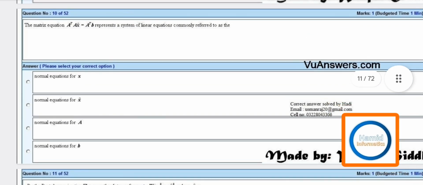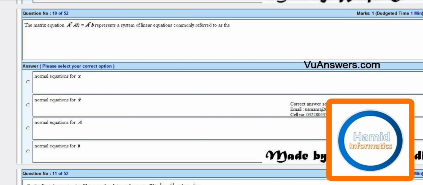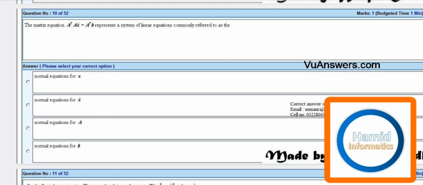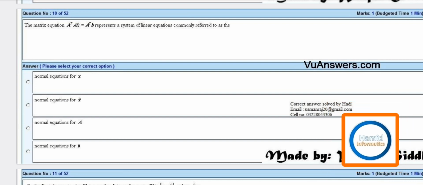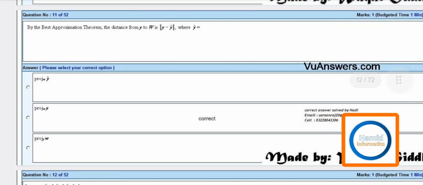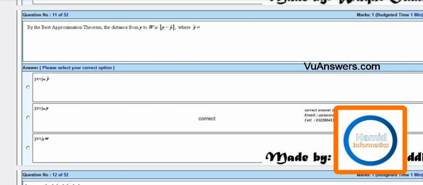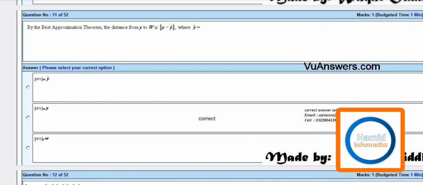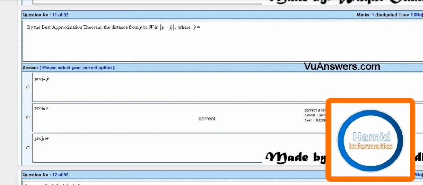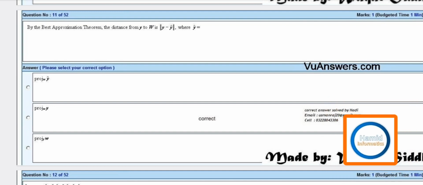Next question is: the matrix equation A^T A x̂ = A^T b represents the system of linear equations commonly referred to as the normal equations for x̂. Next question: by the best approximation theorem, the distance from y to ŷ is ||y - ŷ||, where ŷ equals proj_W y.